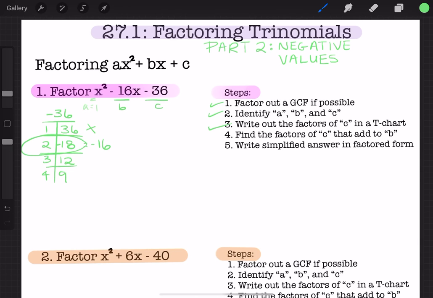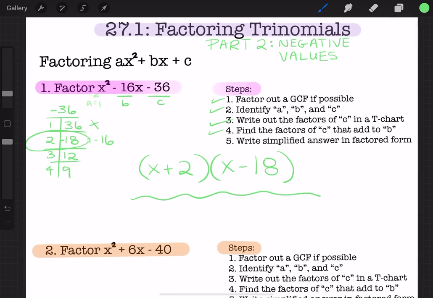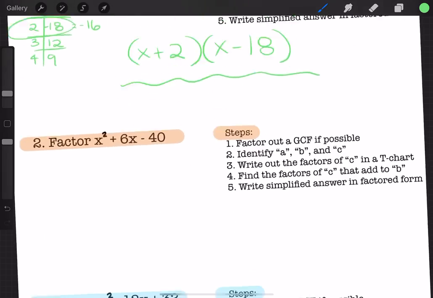Okay. Then we just need to write our simplified answer, and then that's our solution. So the factored form is x plus 2 times x minus 18. And when I multiply those out, that will give me x squared minus 16x minus 36, which is what we started with. Okay, down to the next one here.